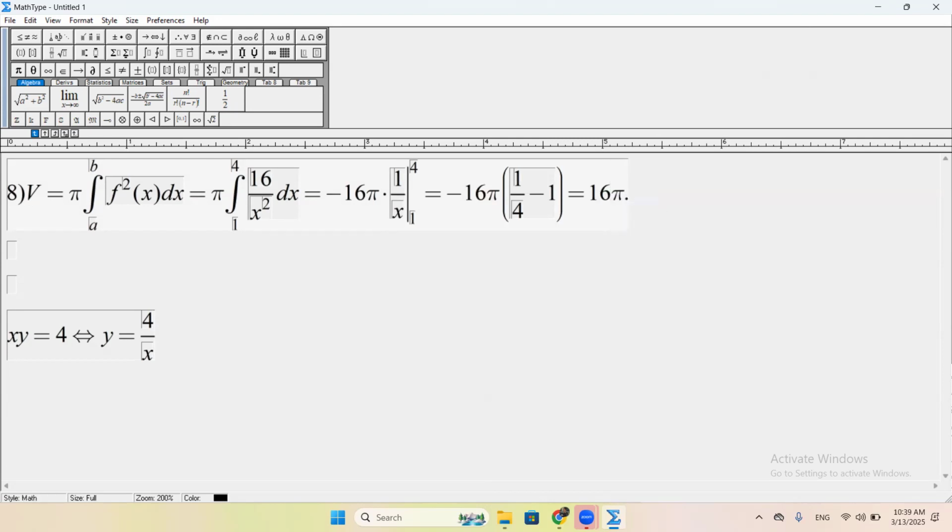multiplied by, what's wrong with hotkeys? Or I just press too fast. Okay, multiplied by 3 over 4, so it equals 12p. So we found the volume of the body of rotation. Any questions about this exercise?